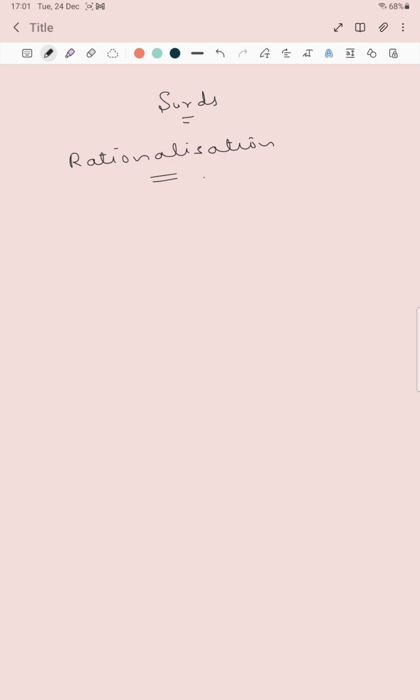In today's video, we will do Surds Rationalization, how to rationalize the denominator. So, we will do it with some examples. First example, if we have 1 over square root 2, we have to rationalize the denominator. So, we will just multiply by square root 2 over square root 2.